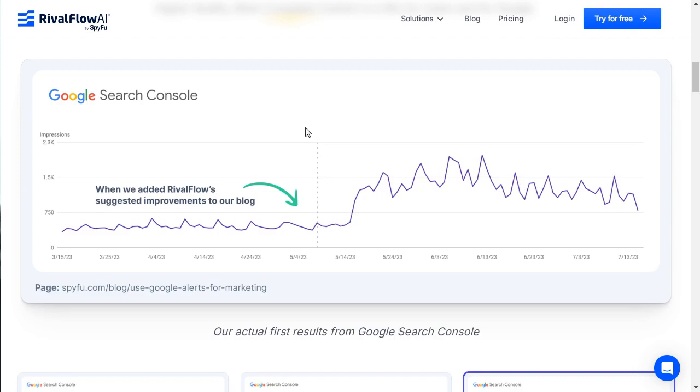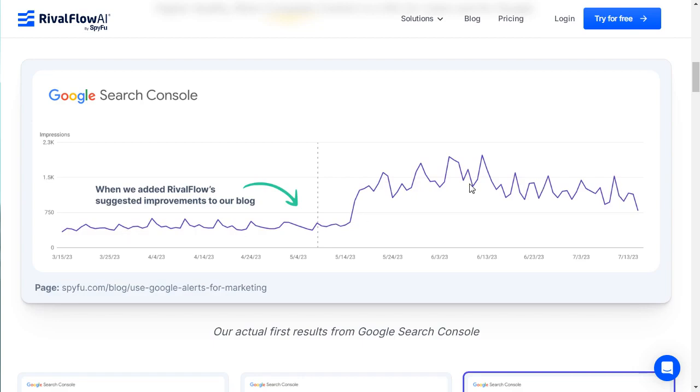First thing I want to show you is this great example from Rivalflow AI. This is a division of SpyFu, and they've got this great picture from Google Search Console. What I really love about this is, first of all, you notice it's not a before and after picture, it's a single chart. But what they did that was just right, they put this little line right here, they added this green arrow, and they basically say, this is where we added our product, this is where we started using it, and you can see the difference right away from the before and after.